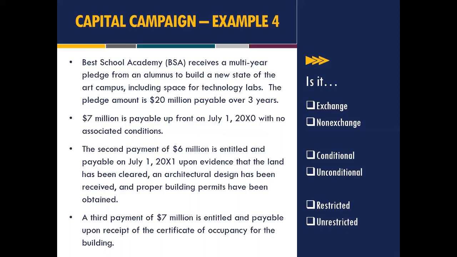The first $7 million is payable upfront on July 1st of year 1 with no associated conditions. The second payment of $6 million is entitled and payable on July 1 of the second year, upon evidence that the land has been cleared, some architectural design has been received, and the proper building permits have been obtained. And then the third payment of $7 million will be payable upon receipt of the certificate of occupancy for the building.